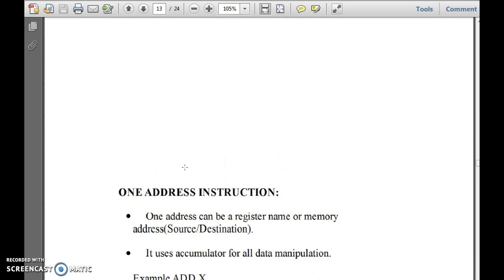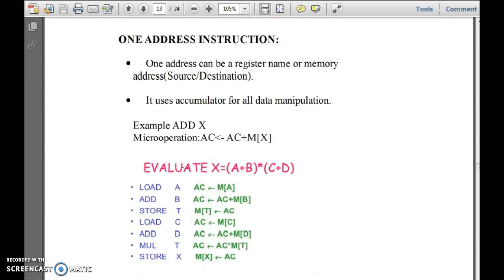Now let us see the last type of instruction, the 1-address instruction. Here only one register is involved, either a source or a destination. It needs another register to perform an operation, so it uses the accumulator for all the data manipulations. For example, add x: x is added with the value of the accumulator, and finally the result is placed in the accumulator.